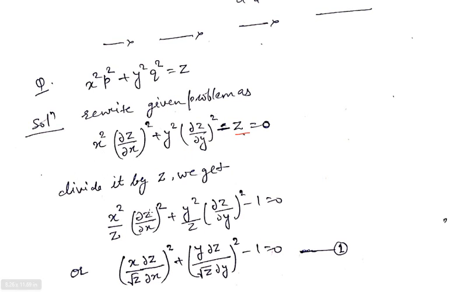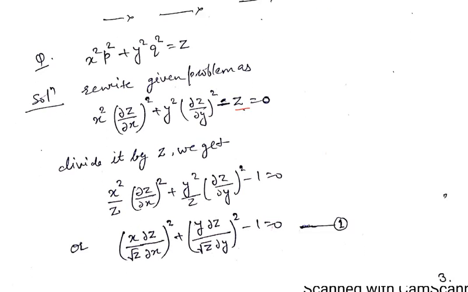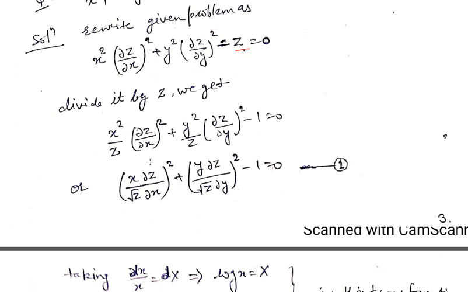So it becomes x square by z (del z upon del x) whole square, plus y square by z (del z upon del y) whole square, minus 1. Now take the numerator and take the denominator along. We get x del z in the numerator, and in the denominator we get root z del x. In the second term we have in the numerator y del z upon root z del y. So first we take del z upon root z. Wherever z exists, it exists in the same form.